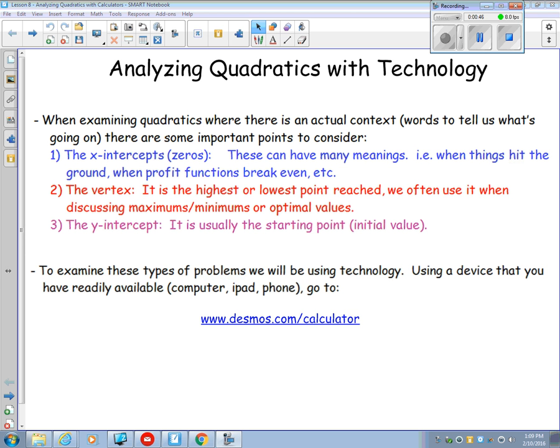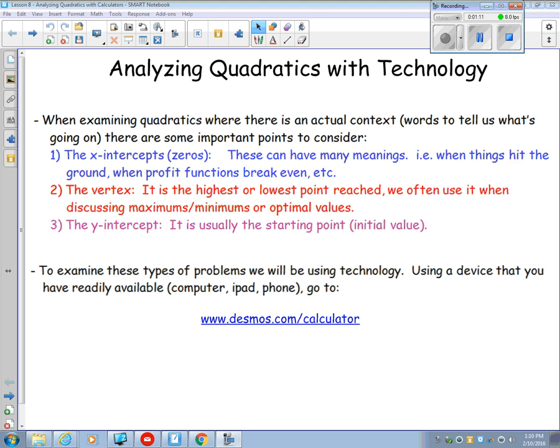We spent all grade 10, grade 11 looking at them and how we can actually determine some things about these models that we've created. Generally with quadratics, there's three important things you want to look at. Okay, you want to know your zeros. Those are often really helpful. Where something hits the ground, where things break even, all kinds of different applications for zeros.